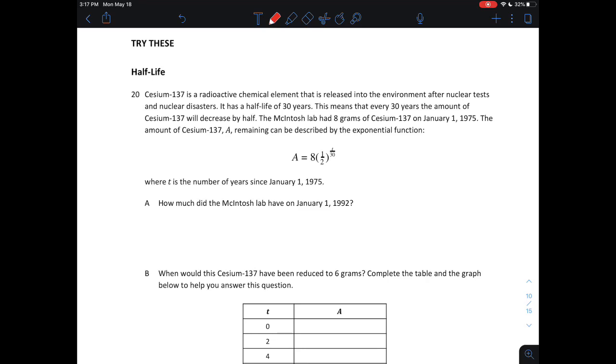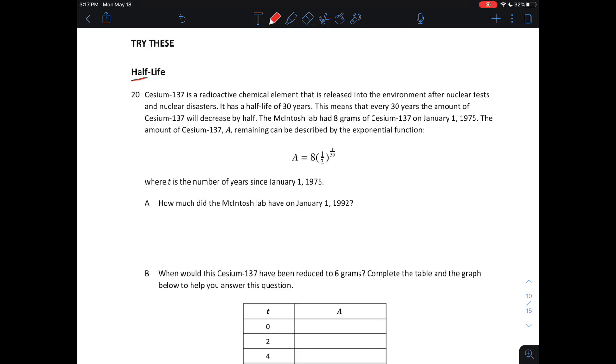So first, let's recognize some things about the function. Notice that the 8 is in front of the parentheses. This should remind you of the initial value, just like we saw used before with doubling. Then you have inside the parentheses 1/2 instead of 2. Why is it 1/2? Because we are finding half-life. That's what we're talking about here. So we are cutting something in half.